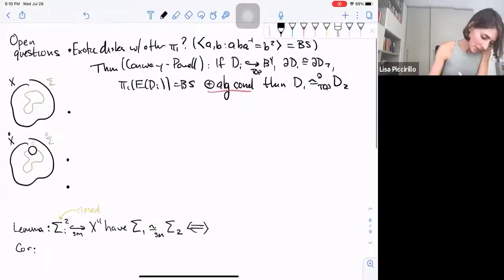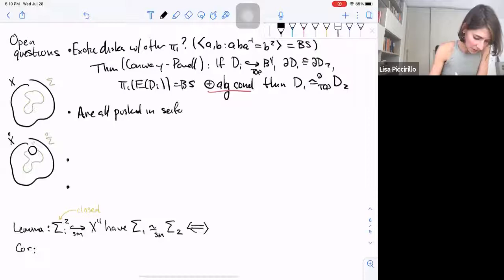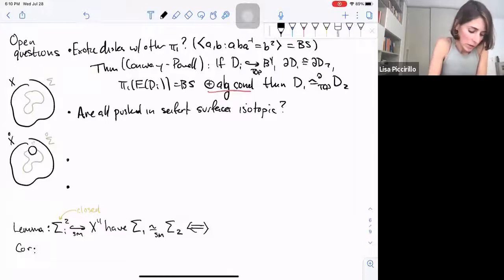Okay, here's another. Are all pushed in Seifert surfaces isotopic to each other? So we went through this whole thing at the beginning to build a pair of disks that had a common boundary in the four ball, but you know a nice three manifold topological way to build a pair of surfaces, at least in the four ball, that have a common boundary. Just build a pair of surfaces for a knot in S3 and push them in, right?